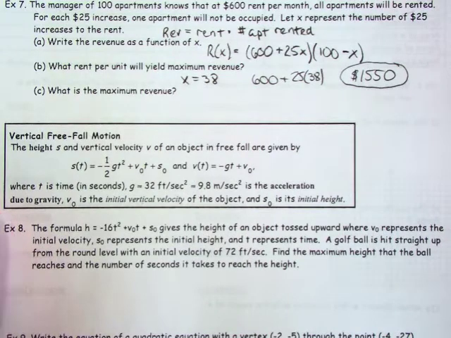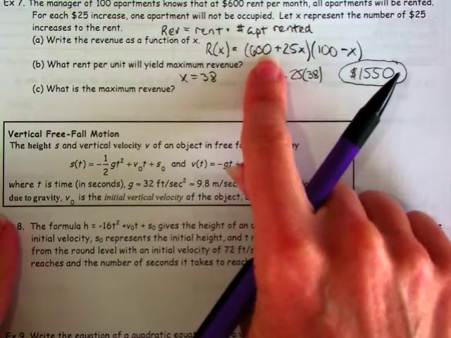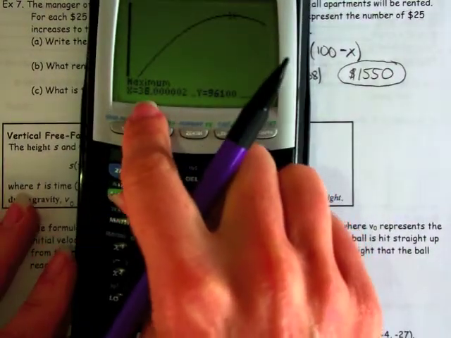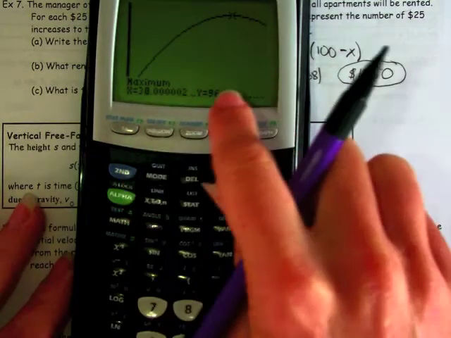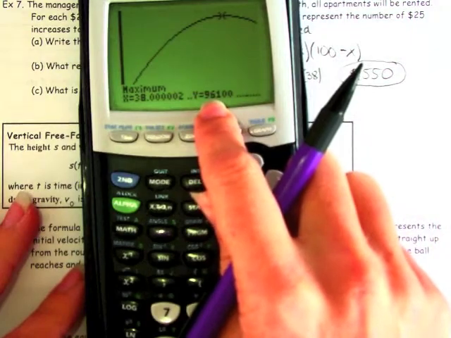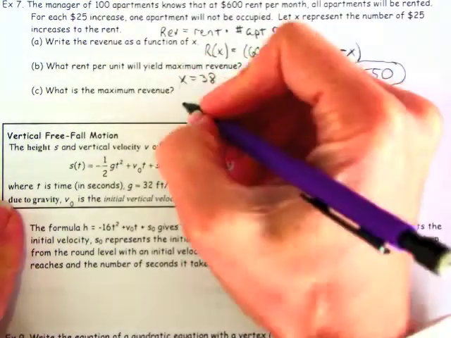Now, what is that maximum revenue? Well, let's figure out what the revenue is. We go back to our calculator, because it happens when you have 38 increases of $25. Our revenue is here. Our Y value is our revenue, which is $96,100. That's our maximum revenue.